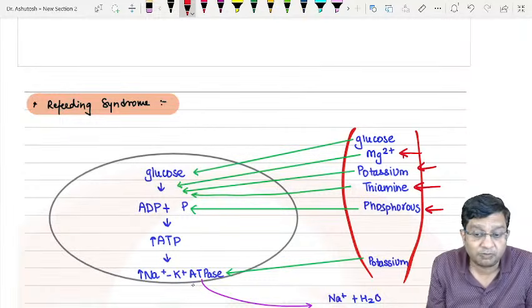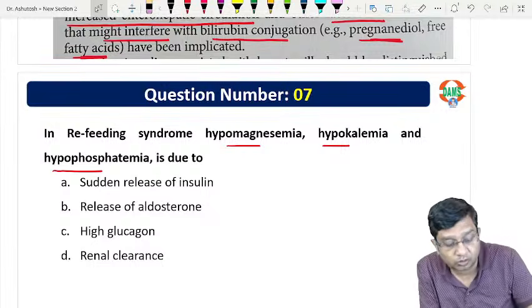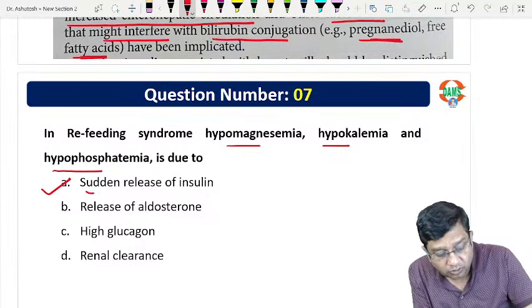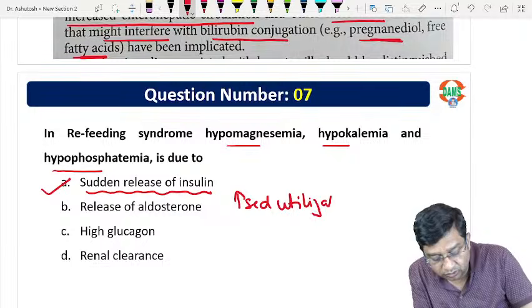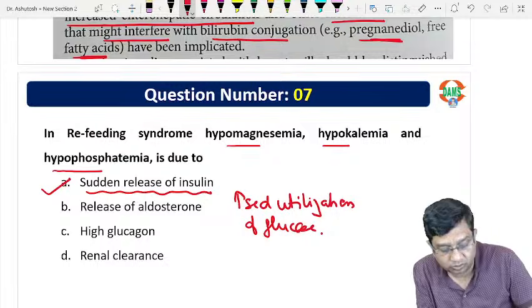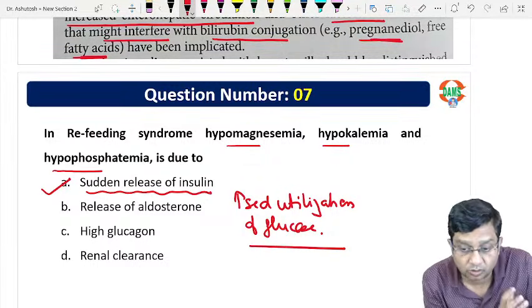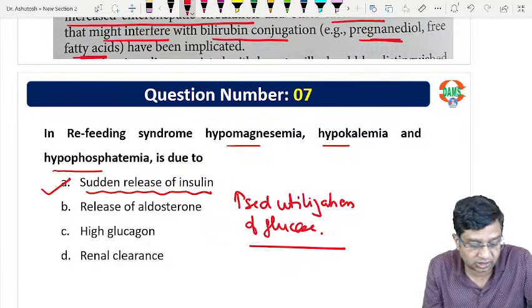But why? Because in refeeding syndrome, due to the sudden amount of glucose, there can be a sudden release of insulin, which particularly increases the utilization of glucose. So in refeeding syndrome, these features are due to what? This is all due to the sudden release of insulin.